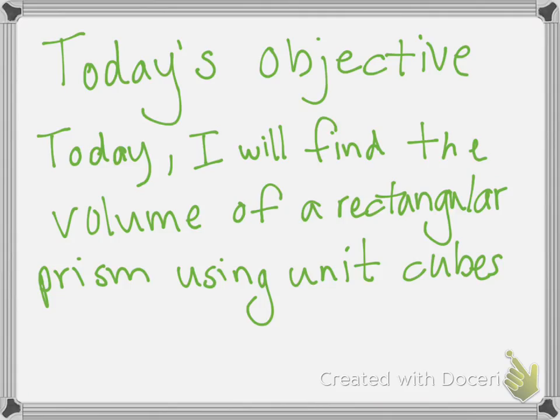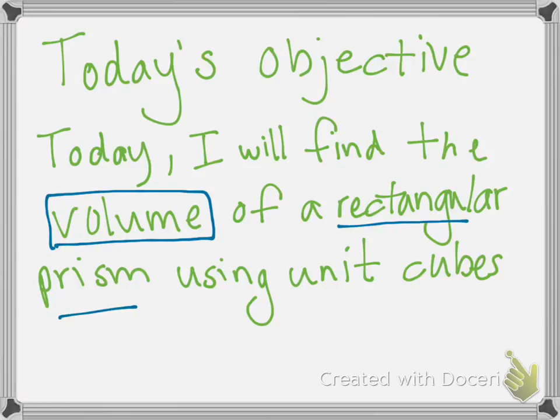Okay, now what I'd like you to do is open to your objective part in Unit 9, Lesson 5. If you need to pause, go ahead and do that till you get there. Now you're going to write today's objective. Today, you're going to find the volume of a rectangular prism using unit cubes. We're going to go over the definition of volume and rectangular prism in a minute. But right now I'd like you to pause and write the objective on your lines.